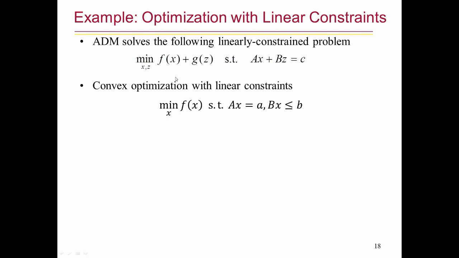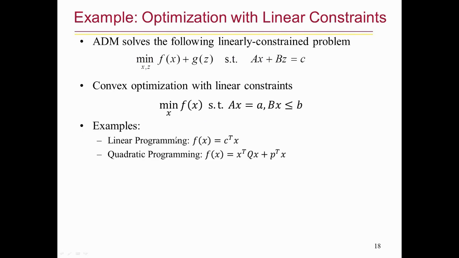I'll give you another example, and this is a fairly general one. This is arbitrary optimization with linear constraints. You're trying to minimize f(x) over x such that Ax is equal to a, Bx less than or equal to b. This includes things like linear programming, extensively studied, where f(x) is c transpose x, and quadratic programming, where f(x) is a quadratic function. These are all subsumed under this framework. And I'm going to show you that this is actually a special case of this problem.